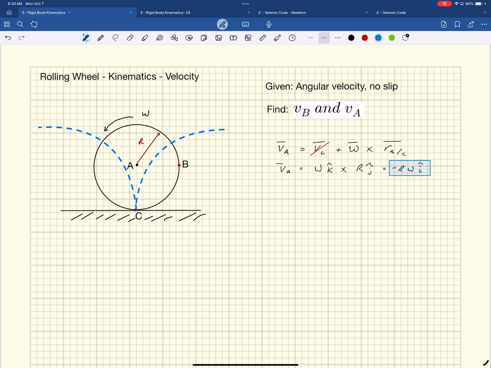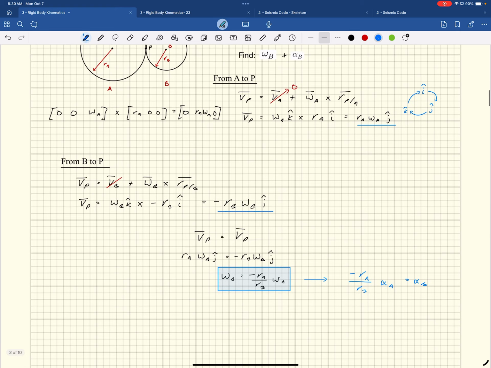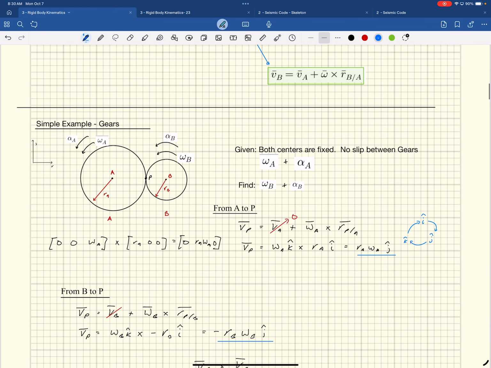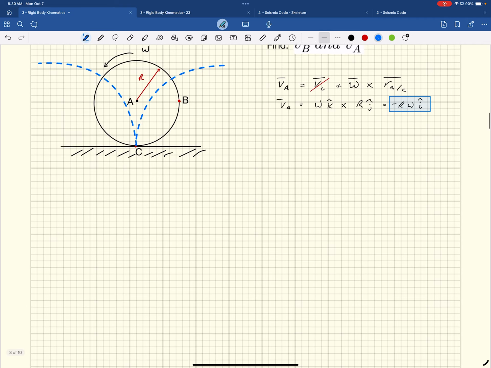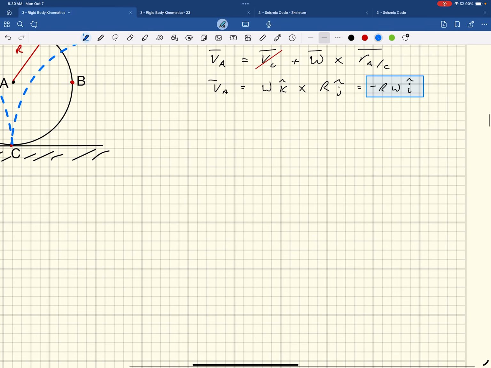If this thing's rotating like that, it's going to be an R omega in the I direction. It's going to be going that way. Same thing with up here. We talked about before, velocity of P, we said it was going up, and then if omega was positive, VP would be going down. And that's what we got, right? We got VP going down. So I always just look at it after and say, does that make sense? And so there it is. That's the velocity of point A.